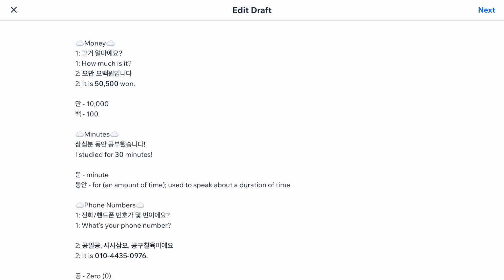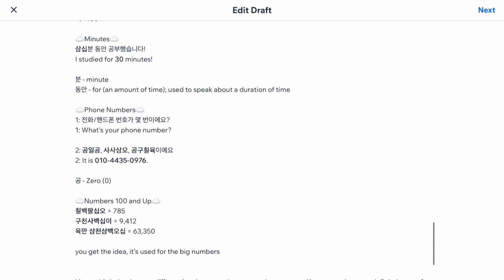Minutes. I studied for 30 minutes. 30분, 30 minutes. 동안 for, 공부했습니다, I studied. 30분 동안 공부했습니다. I studied for 30 minutes.